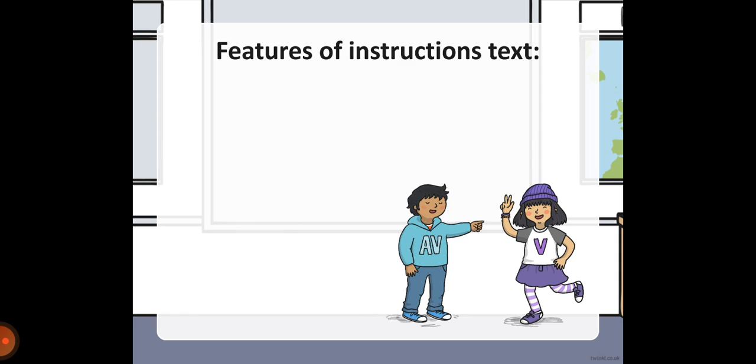Okay, first let's know what are the features of instructions text. This is a very important thing. We need to know them, we need to remember them many times, and I don't want you to forget that your homework for this week is to write them in your copybook in a very nice handwriting. Number one, imperative verbs, which are the verbs used to give orders.